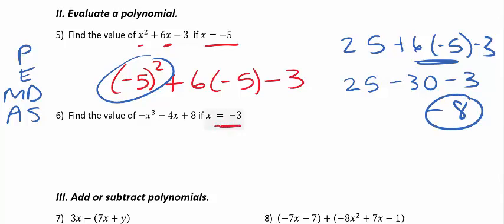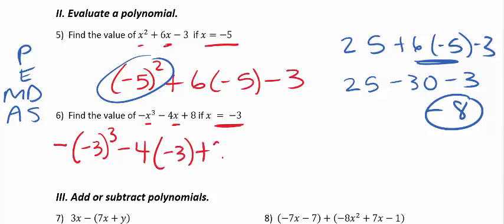We're going to take our negative 3 and we're going to put it each place we see x. There's a negative out front, so we're going to rewrite that. And in parentheses, we're going to substitute negative 3 in place of x. And we're going to put it in this x as well.